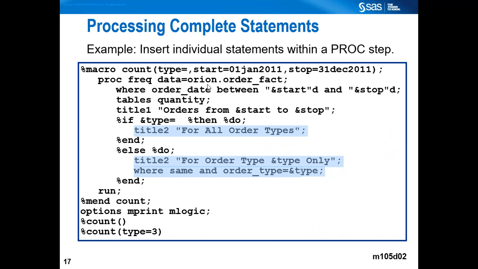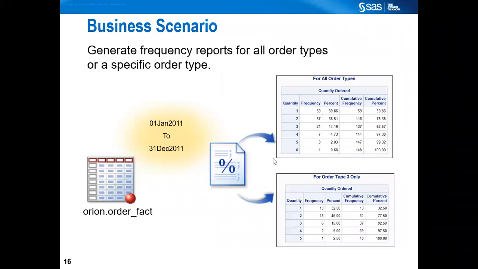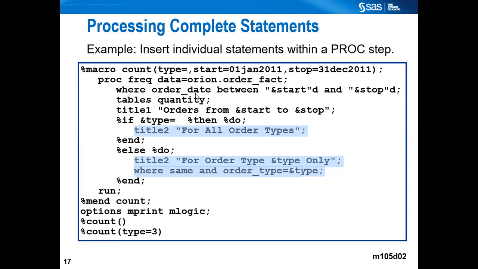In your proc freq, you write where order_date is between start date and stop date. Tables is the analysis variable, selecting quantity. Title 1, and you're giving a condition. Why? Because you want to generate a report where, in case the current order type is, suppose, 3, then it should create only the frequency count for order type 3. If it's not 3, then it should give you a report for all order types. So that's what you're telling.